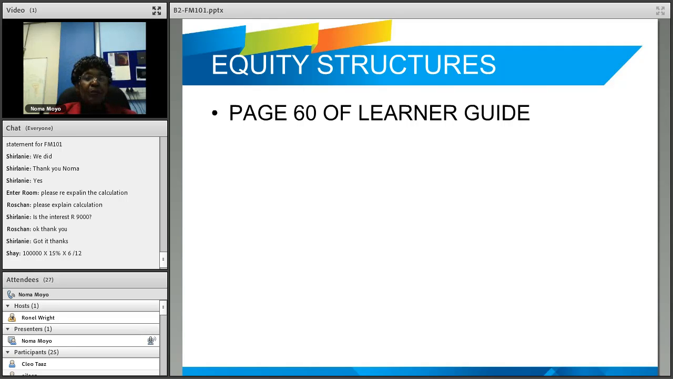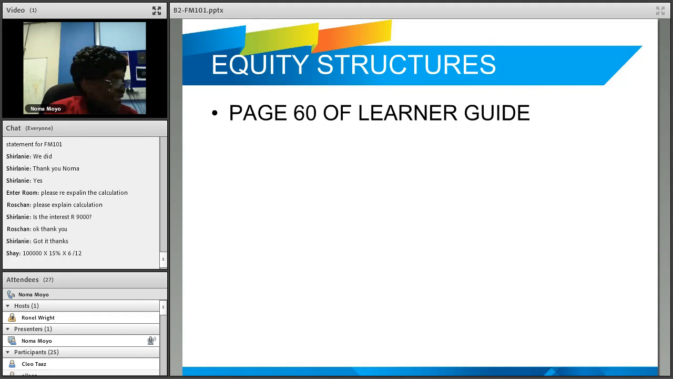Equity structure, let's go to page 60 of the learner guide. What we are looking at on page 60, you'll see how equity looks when it's in a sole trader. We always have the opening balance, which is the changes in equity. Capital contribution, if you put some more, then plus profit, less drawings.